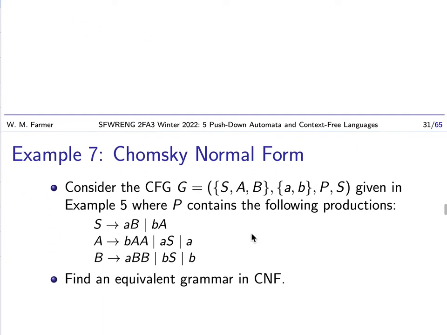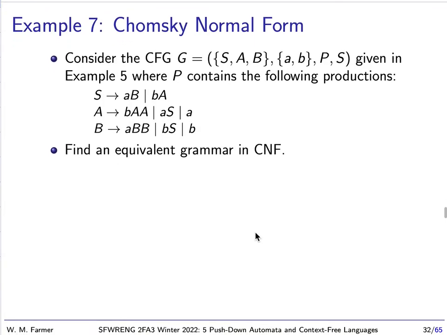Okay, so here's an example. Here's a context-free grammar that we gave in exercise 5. It has these productions. Notice that this is certainly not in Chomsky normal form. Notice it does not generate the empty string, but we can easily find an equivalent grammar in Chomsky normal form. So I'm going to show how to do that. I'm just going to modify this grammar a bit.